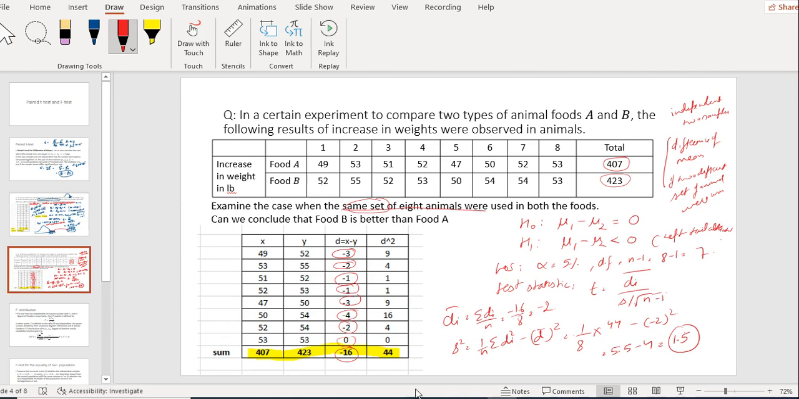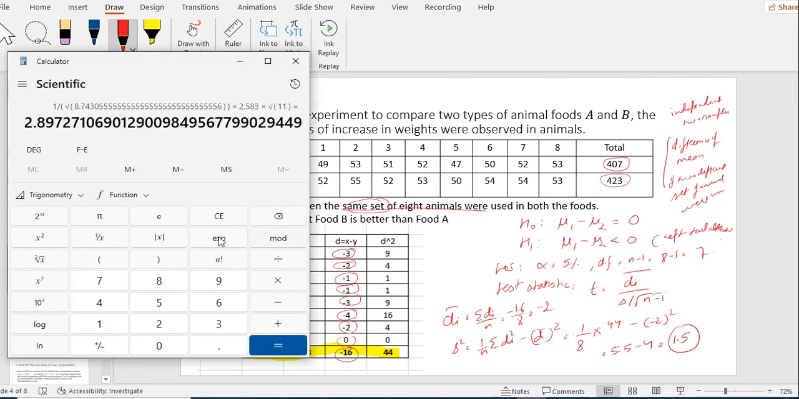If the value of s square is, let me show you here, it is 44 divided by 8 minus bracket minus 2 square, which is 2 square only. Okay, so it is 4, so its value is 1.5. If we take the square root, then its value is 1.22.